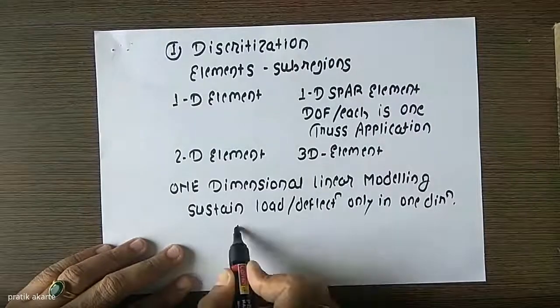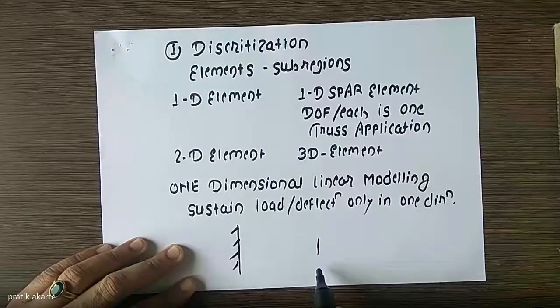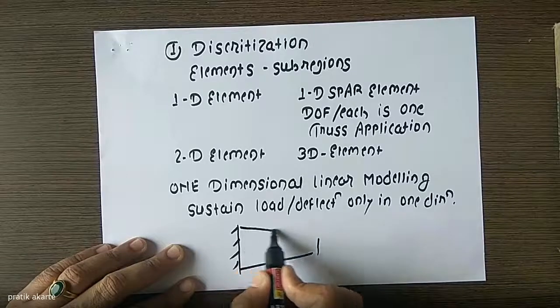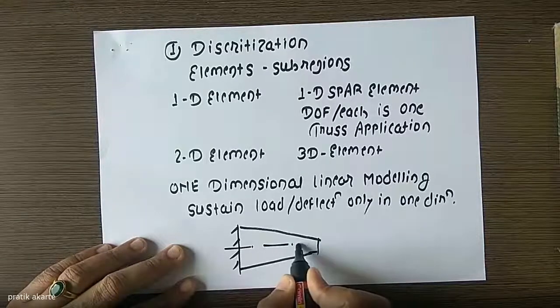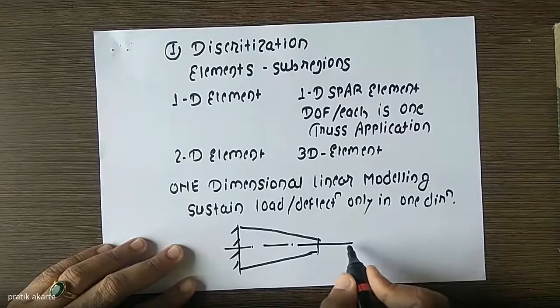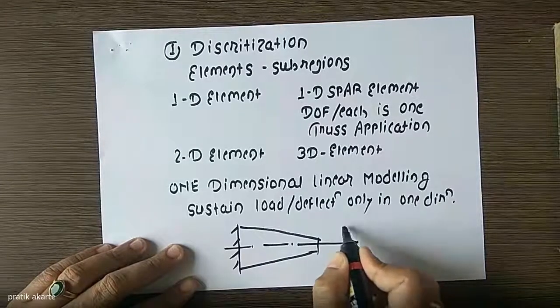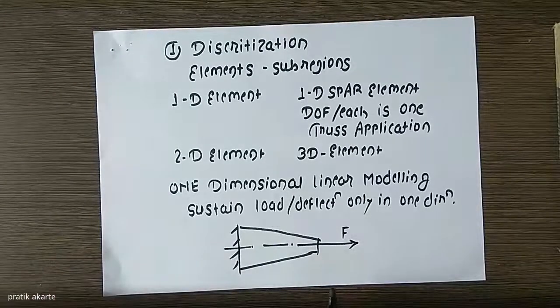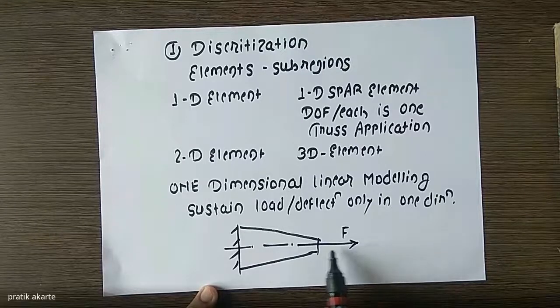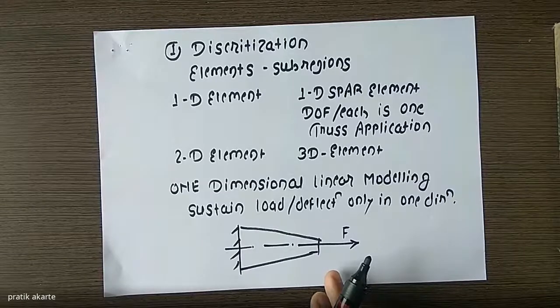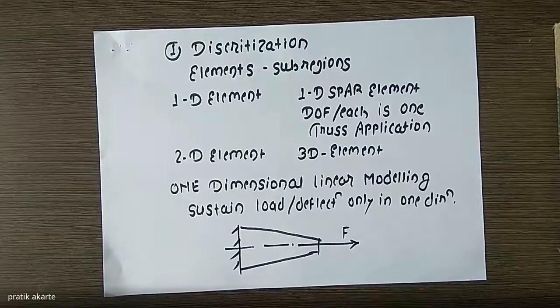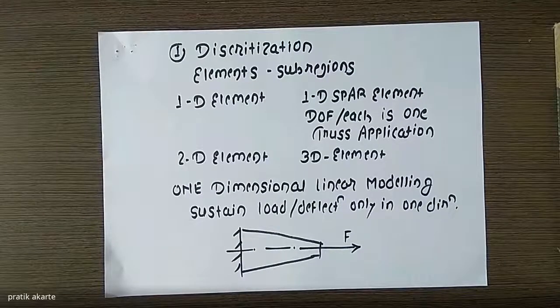So let us draw the diagram. This is a tapered bar which is fixed at one end, and we have applied some force on the other end. So the load is along one direction, and the deflection that you will get because of the application of load is also in one direction. Okay, so this is one of the simplest problems that we can solve.